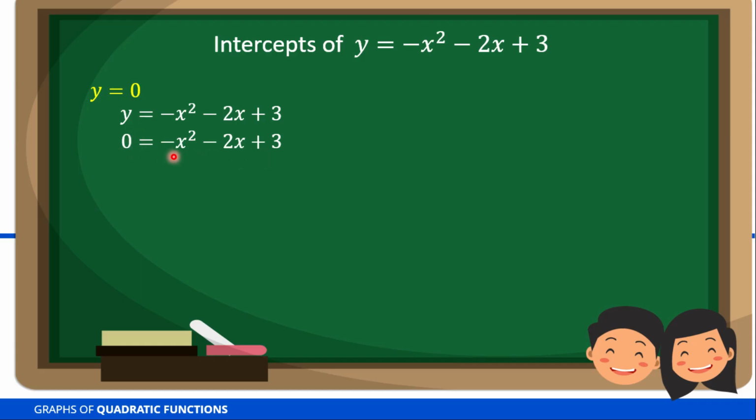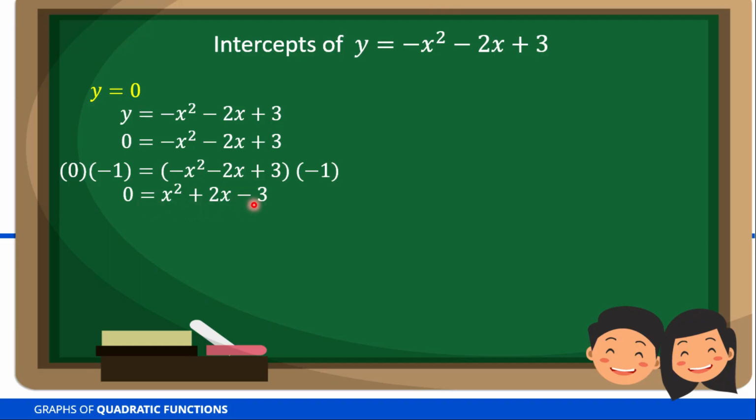And then, isosolve natin itong equation. Pero para mas madali, gawin nating positive yung ating quadratic term. Mag-multiply tayo both sides ng negative 1. Pag nag-multiply na tayo both sides ng negative 1, itong 0 times negative 1, that is 0 pa rin, is equal to negative 1 times negative x squared, magiging positive x squared na yan. And then yung negative 2x, magiging positive 2x. Tapos yung positive 3, pag minultiply sa negative 1, magiging negative 3. Ito na ang ating bagong equation at maaari na natin itong isolve using factoring.